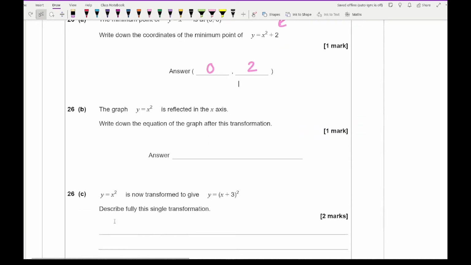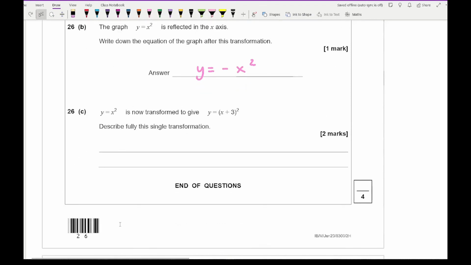For b, it says the graph of y equals x squared is reflected in the x-axis. Write down the equation of the graph after this transformation, and that is going to give me y equals minus x squared. And then for 26c, it says y equals x squared is now transformed to give y equals x plus 3 all squared. Describe fully the single transformation, and that's going to be a translation going in the opposite direction, so that's going to be minus 3, 0. And there we go.